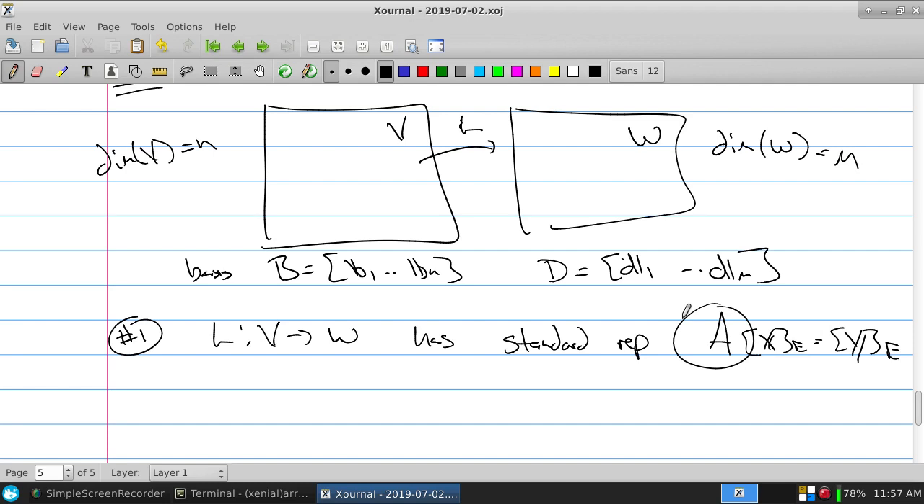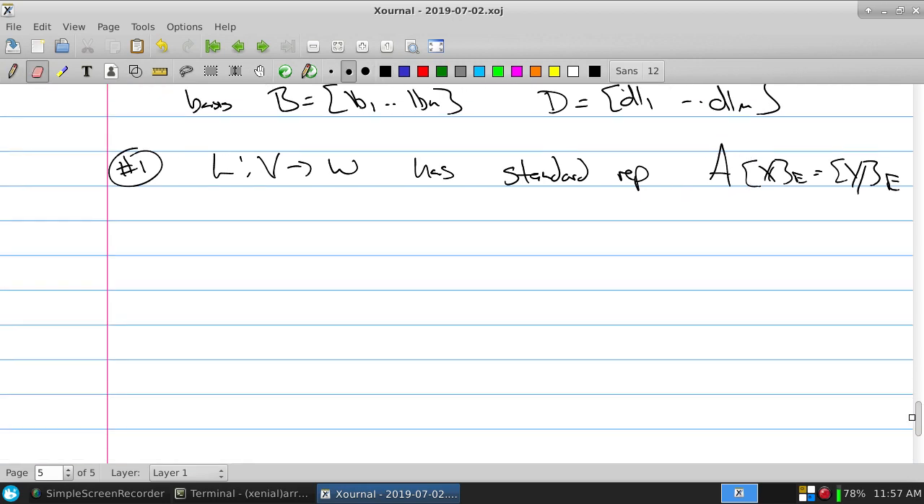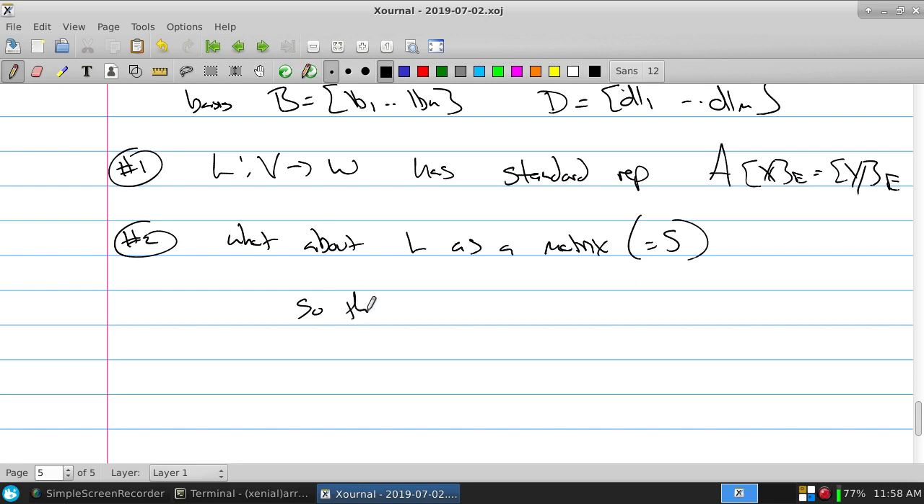That's easy to do. You take the standard elements on the left, you move them to the element on the right, and that will be your matrix. So the first thing, that's really easy to find. But the second thing is, what about L as a matrix? And let's say we'll call it S. So that S would take X's in basis B and spit out Y's in basis D. What about non-standard? Could you think of a matrix that did that? So that one's easy to find. We could always find the standard representation. Just move the standard, and then that matrix will be your standard representation. But it can only work with standard coordinates.